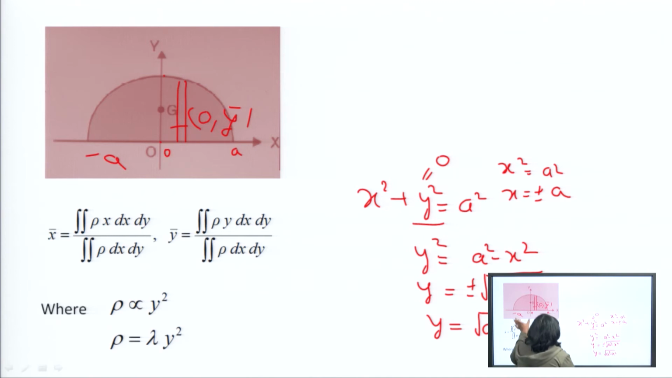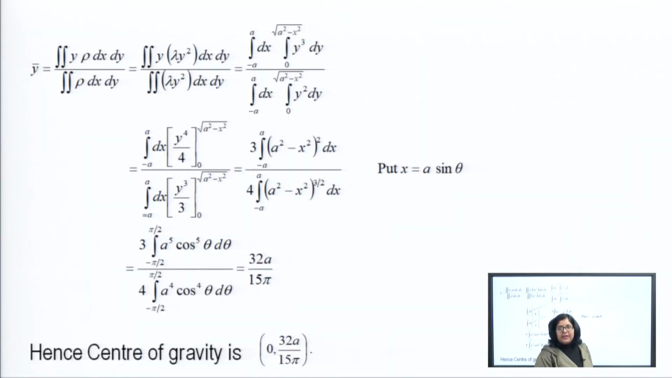So, x varies from minus a to a and y varies from 0 to under root a square minus x square. So, put the limits here: integral from minus a to a dx, 0 to under root a square minus x square, y cube dy, upon integral from minus a to a dx, 0 to under root a square minus x square, y square dy. There is a limit in the function of x.